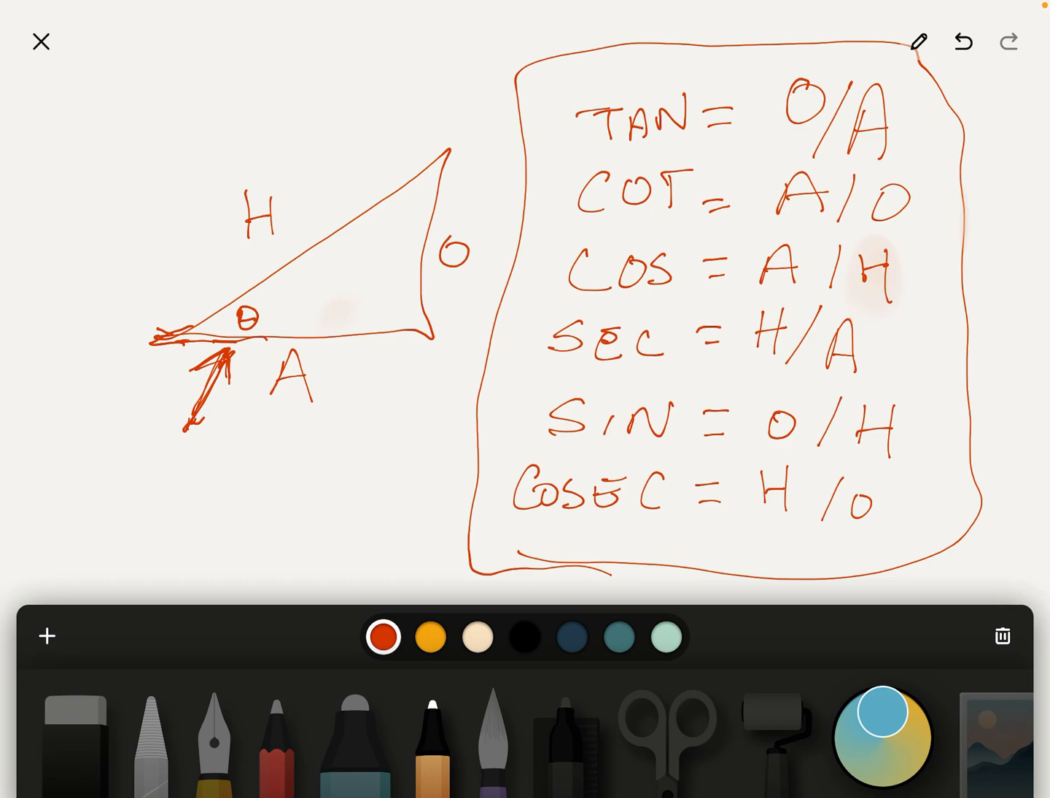So the tangent of theta would be opposite over adjacent, check. Cotangent is the reciprocal of that, adjacent over opposite. Cosine is a over h. Secant is the reciprocal of that. Sine is opposite over hypotenuse, and the cosecant is the reciprocal of the sine. So that's the background for this problem.